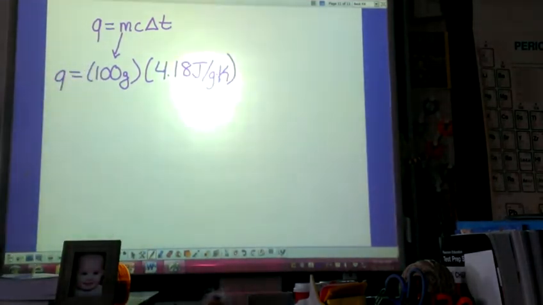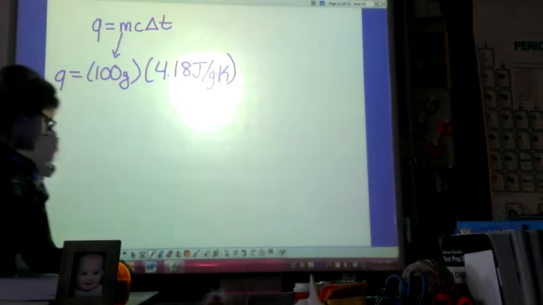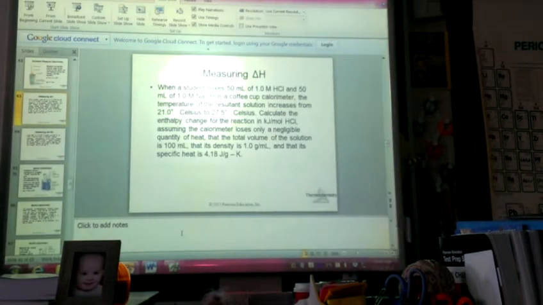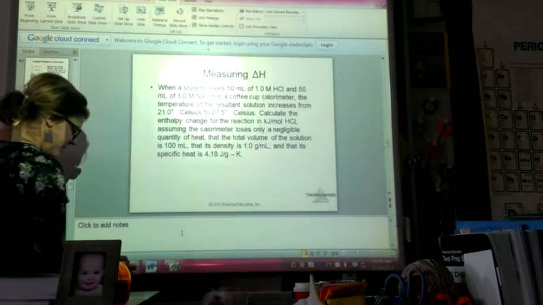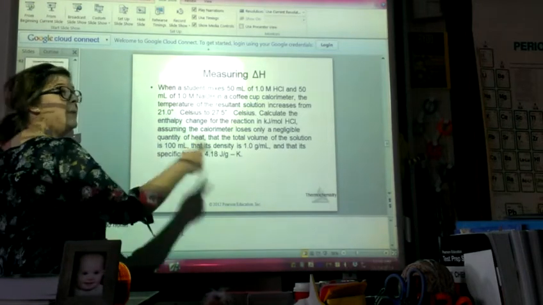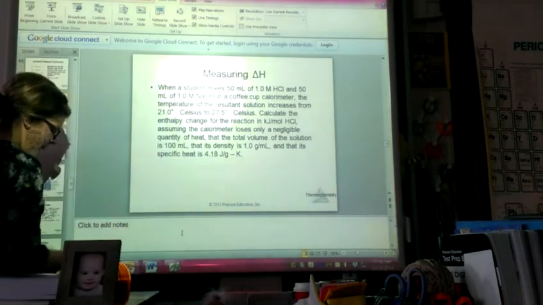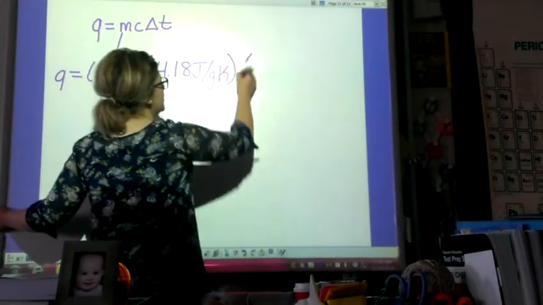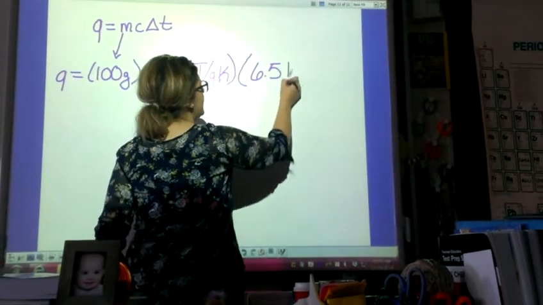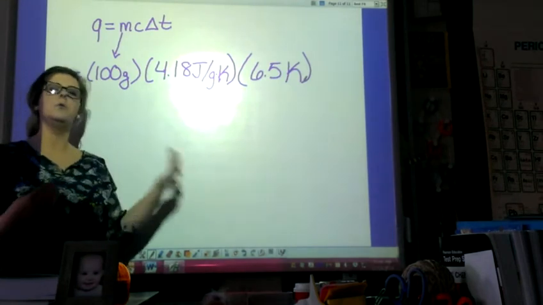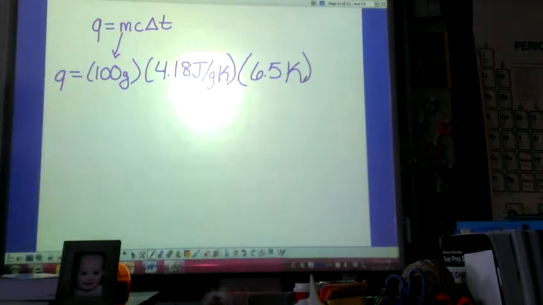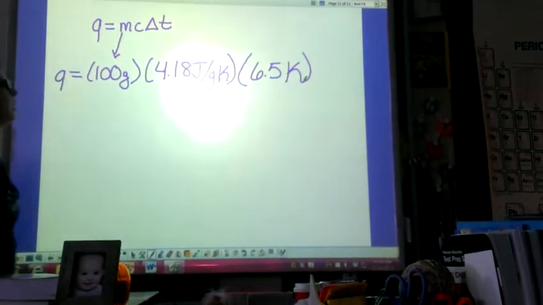And then my change in temperature, if we go back to that, we were going from 21 degrees Celsius to 27.5 degrees Celsius. So our change in temperature is going to be 6.5 because we would do final minus initial, so 27.5 minus 21. So the change in temperature is 6.5, and that's just Kelvin, because that change in temperature is going to be the same whether it is Kelvin or Celsius. So the change in temperature could be in Celsius or in Kelvin, and since the specific heat is in Kelvin, we'll make that Kelvin as well.